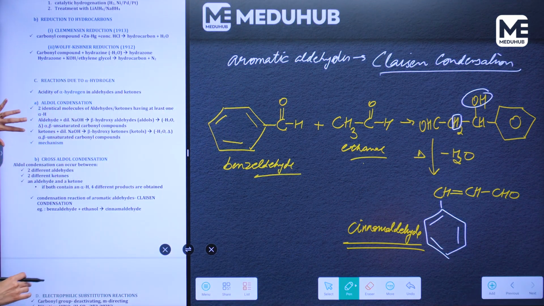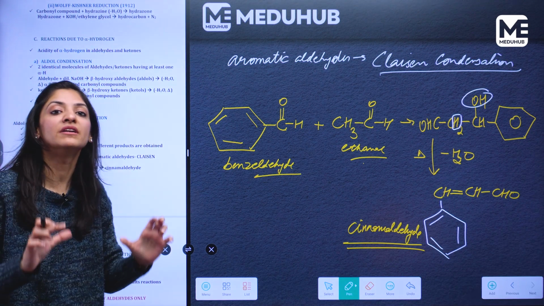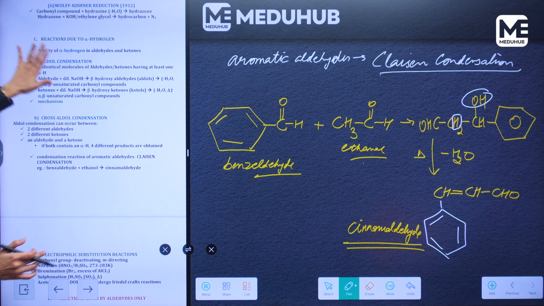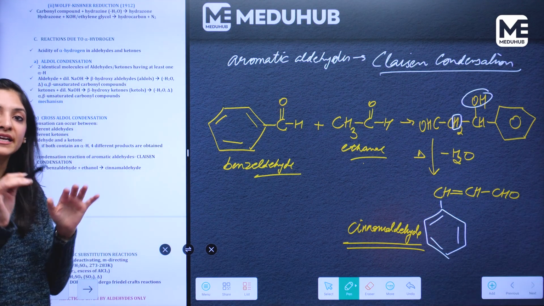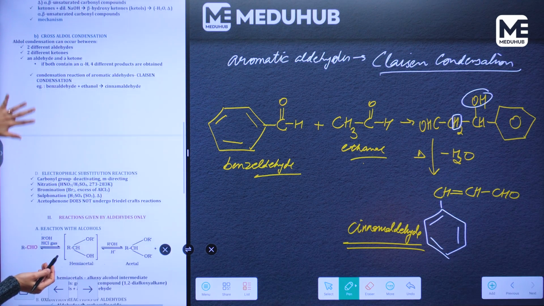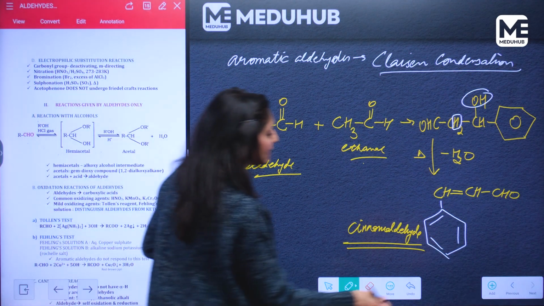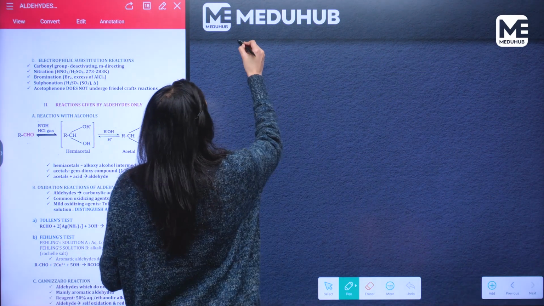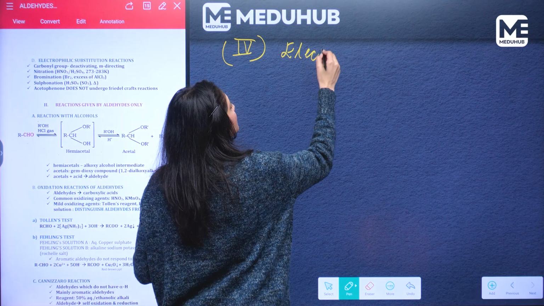So, this is it for the reaction due to alpha hydrogen. Aldehydes and ketones which have an alpha hydrogen undergo condensation reactions. If two molecules of the same compound are condensing, it is called aldol condensation. If two different molecules are condensing together, it is called cross aldol condensation. The last reaction, which is common to aldehydes and ketones, the fourth one, is electrophilic substitution.